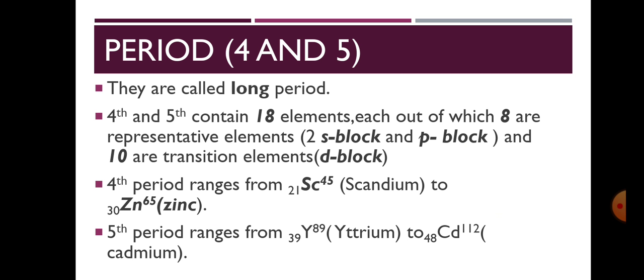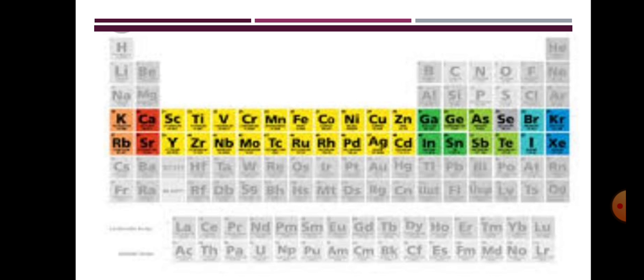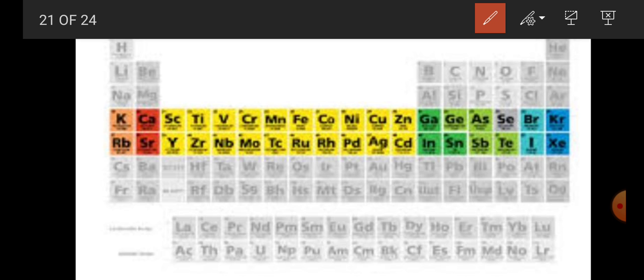Then the period fourth and the fifth, they are called a long period. First period are the shortest period, second and third are the short period, and period fourth and fifth are the long period. Fourth and fifth consist of the 18 elements, of which 8 are the representative elements. Representative means 2 S block and 6 P block elements, and the 10 are the transition elements. Fourth period ranges from the scandium to the zinc, and the fifth period ranges from the yttrium to the cadmium. Like you can see that the period fourth and fifth.